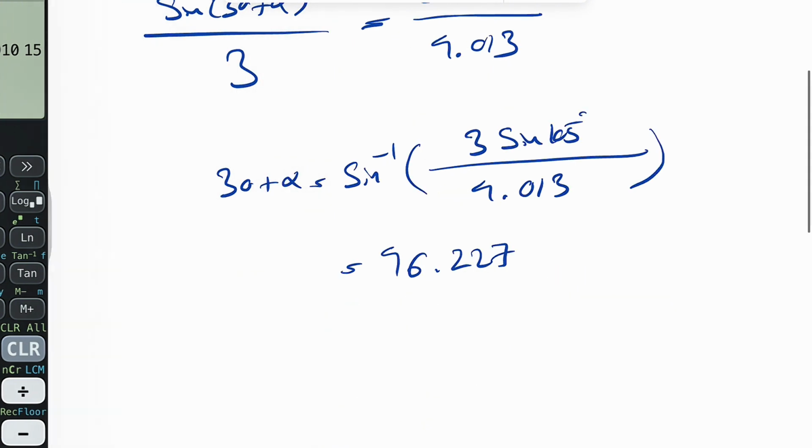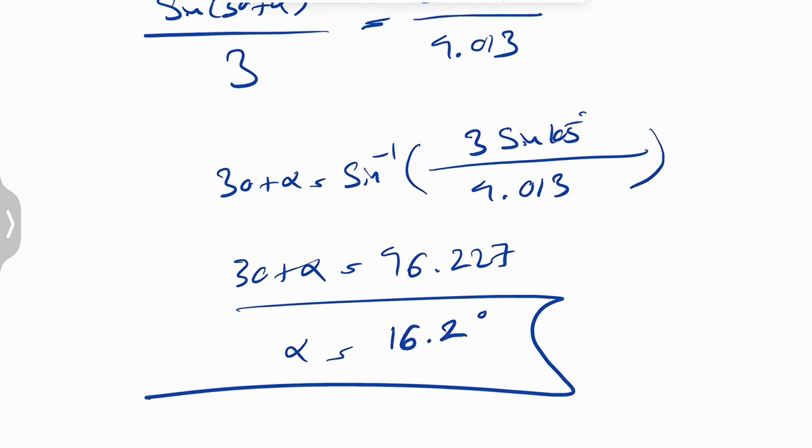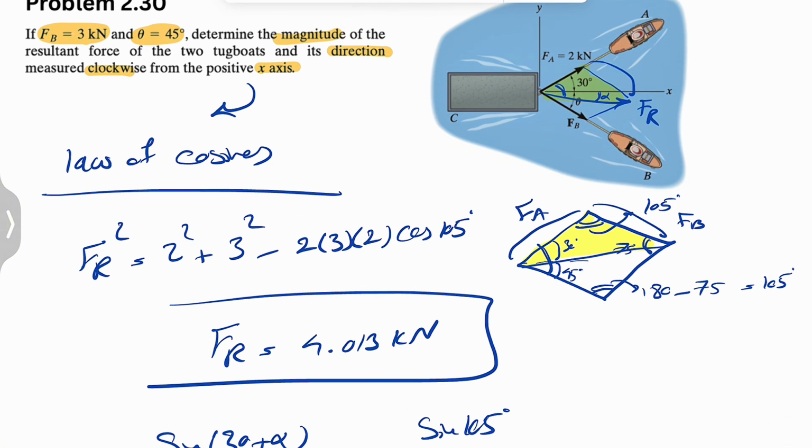This is going to be equal to 46.227. And again, what we are looking for is the angle alpha. So 30 plus alpha is equal to that, so alpha would be basically 46 minus 30. It's going to be 16.2 degrees. And that's going to be the angle clockwise from the x-axis. So we're going in this direction, and this is the angle that we have.